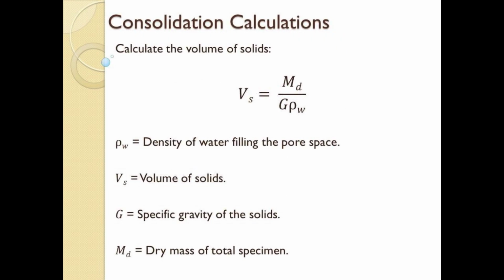Next, we calculate the volume of the solids. The volume of solids is equal to the dry mass of the total specimen divided by the specific gravity of the solids times the density of water filling the pore space.